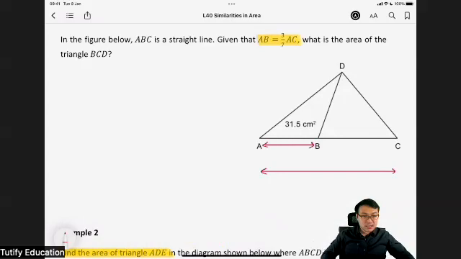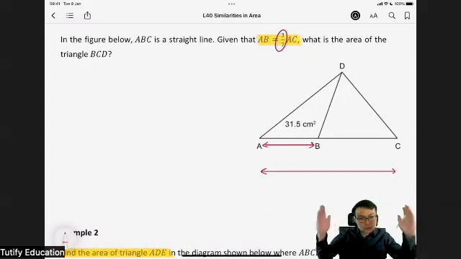Let me ask Talia. So Talia, look at the fraction here. The length of AB is 3 out of 7 of the total length of AC. Can you tell me, Talia, how many units are you going to give AC and how many units are you going to give AB?